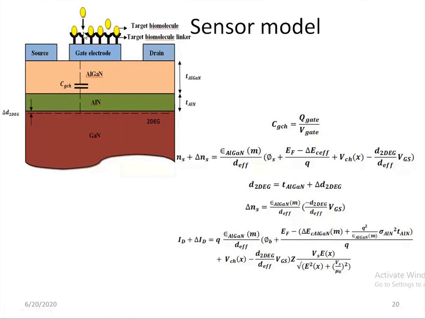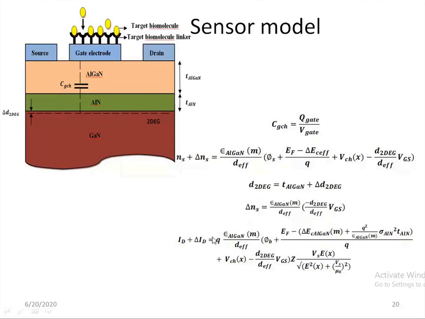When this immobilization occurs, it gets capacitively coupled to the channel, and the 2DEG present in the channel gets modulated. Here we have written the equation for the variation in the 2DEG, that is delta NS, which is equal to this term in the equation. We have used a linear kind of modeling based on VGS increase and decrease on bioimmobilization, and we have derived an equation for ID plus delta ID.